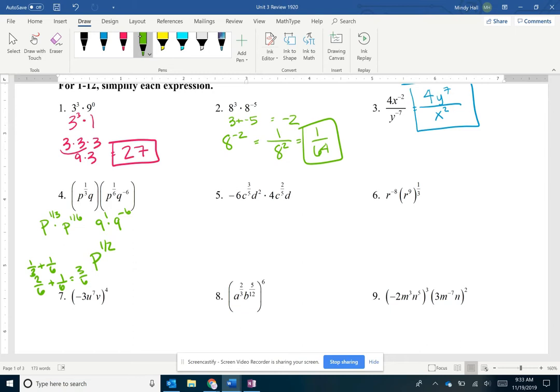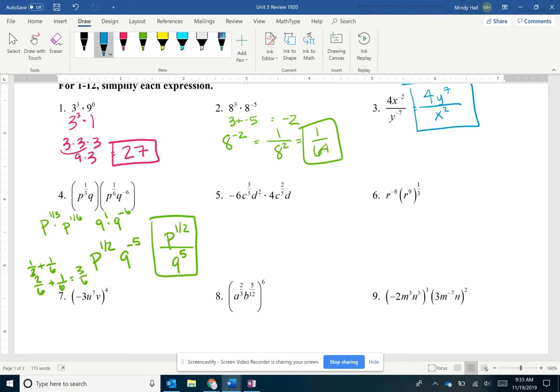And then with your q, we have 1 and negative 6. When we add 1 plus negative 6, which is like 1 minus 6, that would end up giving us q to the negative 5 power. But remember, your exponents always have to be positive. So we're going to have p to the 1/2 on the top. And then on the bottom, we're going to have q to the 5th because you have to change its position if you want to get rid of that negative exponent.